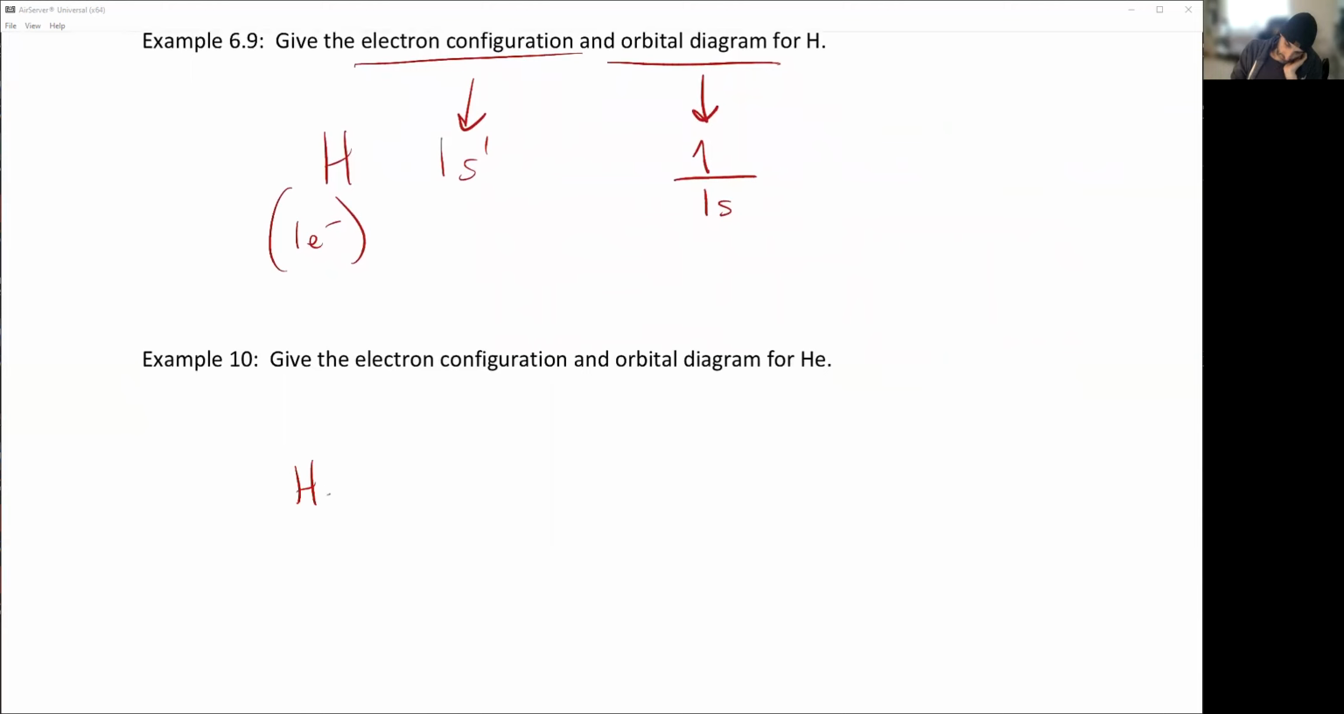For helium, it is going to have 2 electrons. So 2 electrons, again, 1s2, there's the electron configuration. The orbital diagram is 1, 2, and we're going to pair those up.